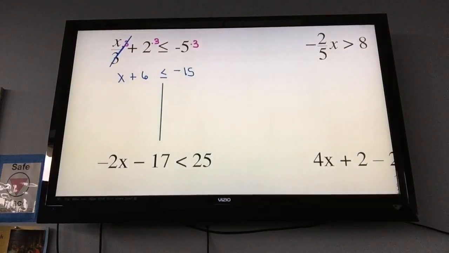And then I solve. To get that x by itself, I'm going to minus 6. X is less than or equal to negative 21. If you're using your calculator, you're going to input that as either negative 15 minus 6 or negative 15 plus a negative 6. Both will give you negative 21, which is the correct number. Again, if you are not 100% sure in your head, then use your calculator.